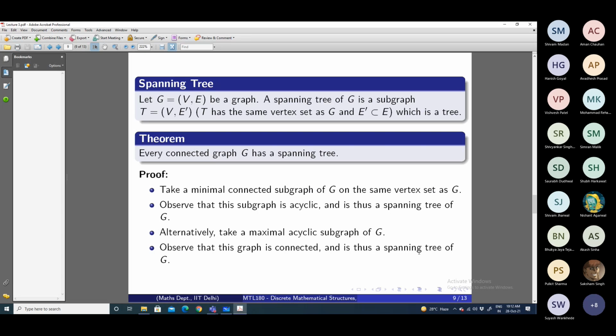Fine. Now what is a spanning tree? Let G be a graph. Then a spanning tree of G is just a subgraph which contains all the vertices and which is a tree. So a spanning tree is a tree which contains all the vertices. The spanning tree may not be unique.